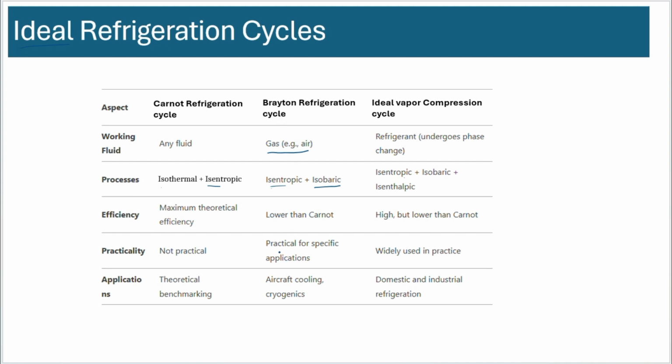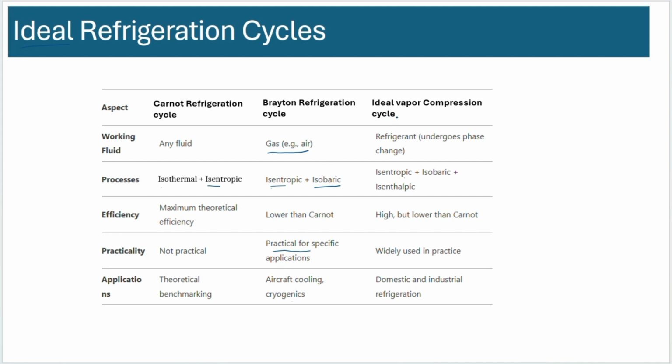Okay, so it is again not 100% practical, but you could say that it's used for modeling refrigeration systems for aircraft cooling and for cryogenics, where you liquefy gases. So liquid nitrogen and liquid oxygen, things like that, where you want to get extremely low temperatures, they use a combination of Brayton refrigeration cycle and Joule-Thomson expansion to get there.